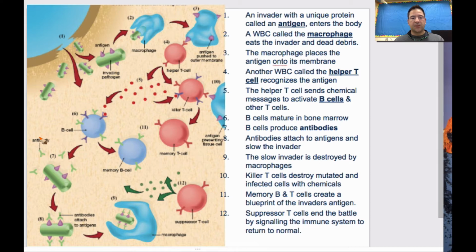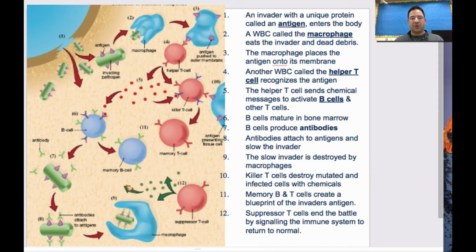And antibodies are going to be proteins as well, and they're going to attach to the antigen, and then they're going to slow it down. Once it's slowed down, the macrophage is going to destroy them. Now, the killer T cell's job throughout the process is to destroy any mutated or infected cells, and it'll do just that. And then we're going to see these memory B and T cells.